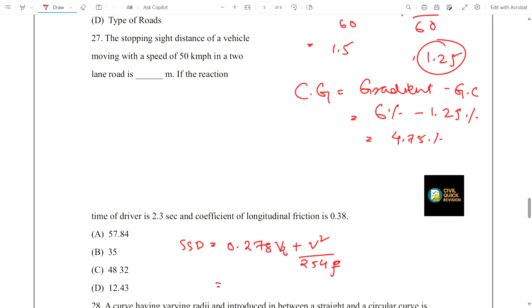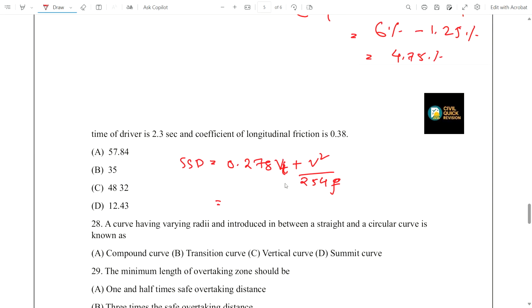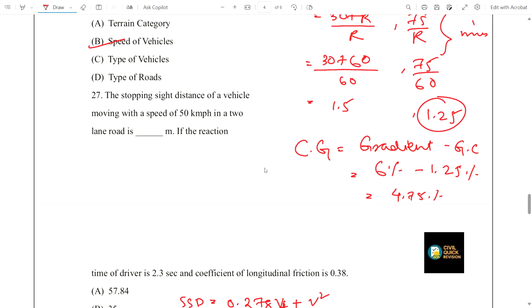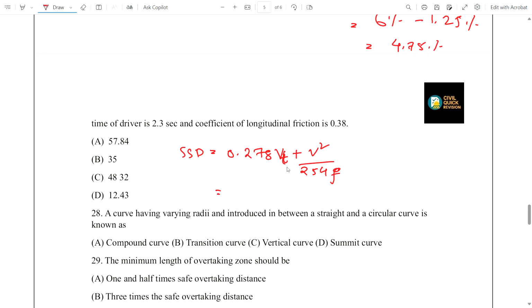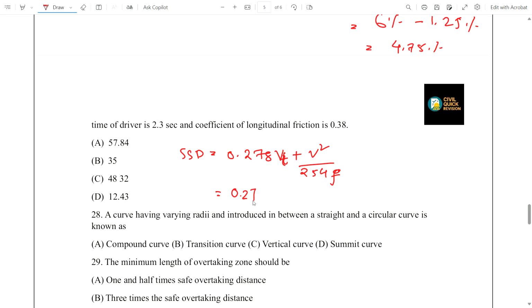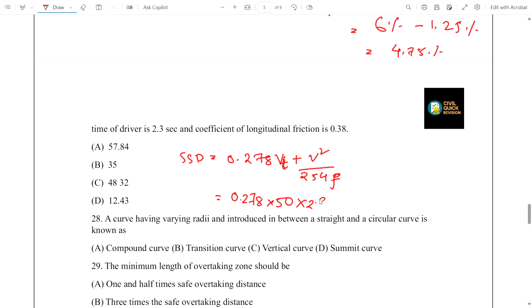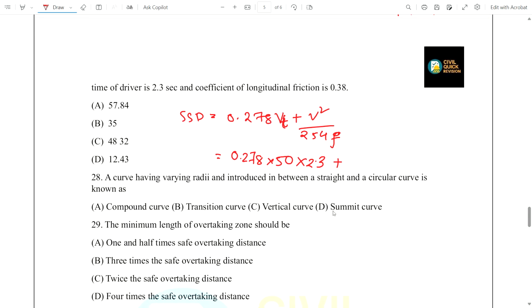This is V into t. Here the velocity is given in km/h. If we put this value in this, we get the value in meter. So you just remember this. 0.278 into velocity, how much? 50, into time, how much? 2.3 seconds, plus velocity 50 square by 254 into friction, how much? 0.38. You just calculate it, you get the value 58.87 meter. Okay, option A is the correct answer.